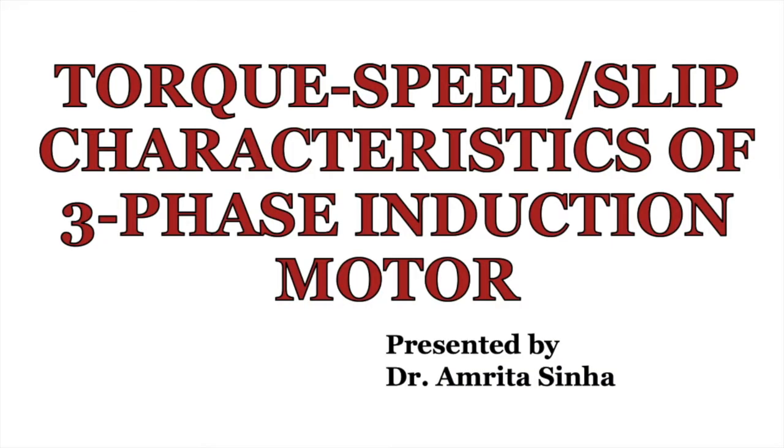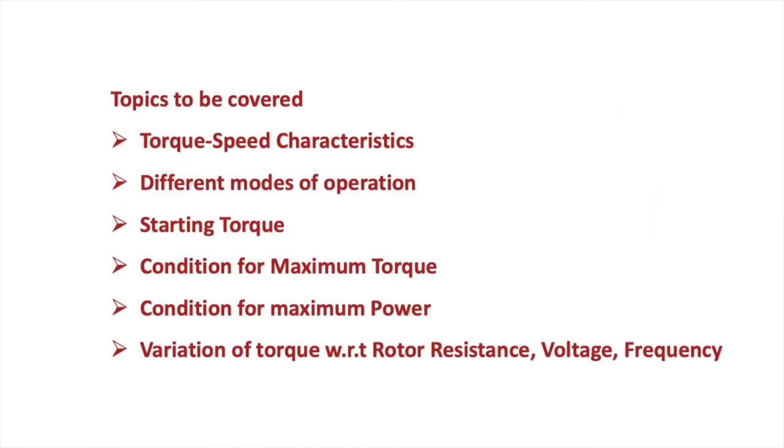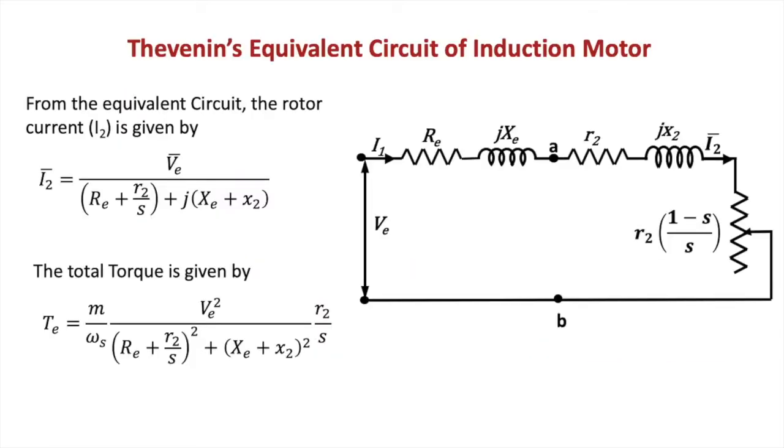Discussing the torque, speed or slip characteristics of the three-phase induction motor. The topics to be covered today are the torque-speed characteristics of the induction motor, the different modes of operation related to the torque-speed characteristics, the starting torque, the condition for maximum torque, the condition for maximum power, and the variation of torque with respect to rotor resistance, voltage, and the supply frequency.